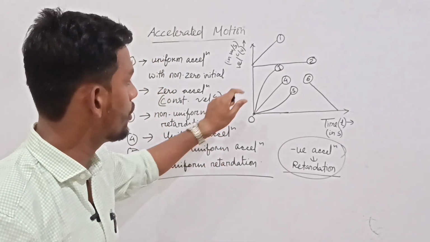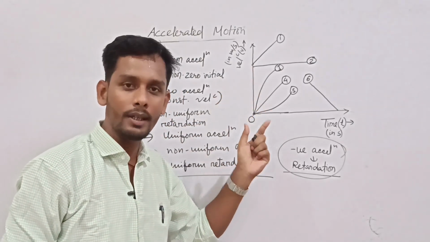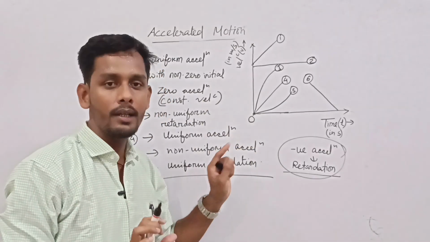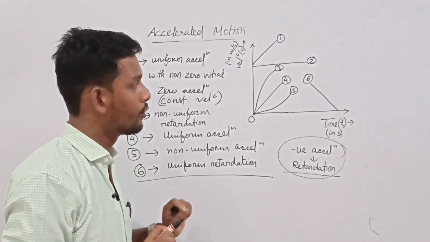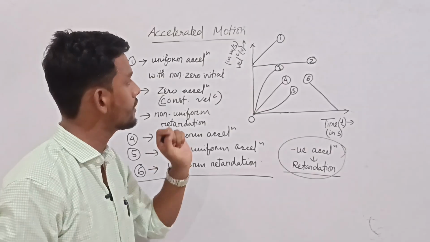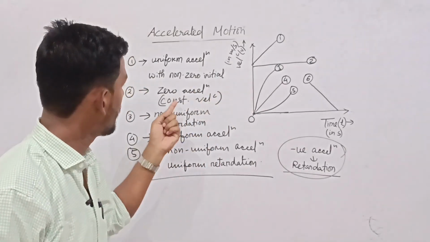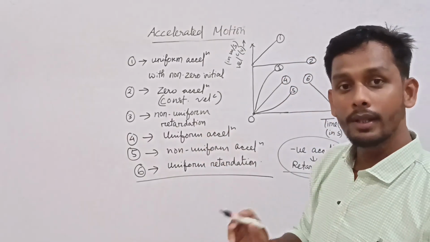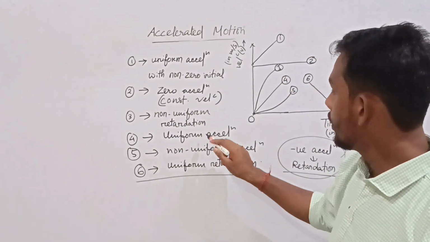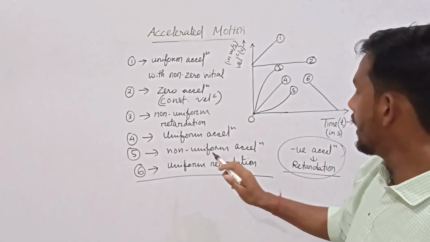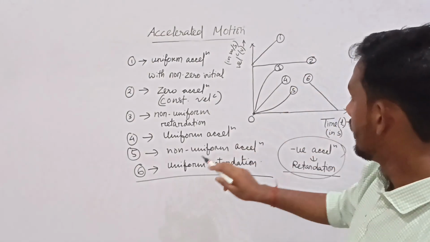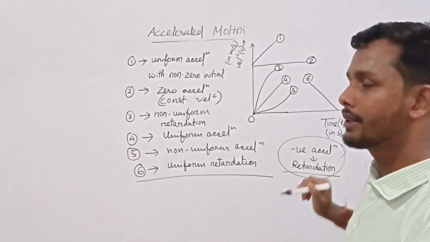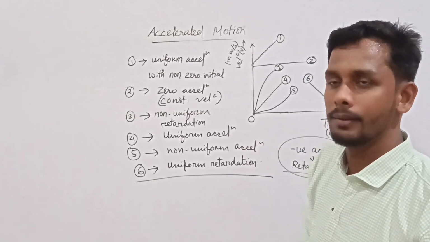So if you study the accelerated motion graphs well, you will understand the acceleration topic well. So first, number 1, uniform acceleration with non-zero initial velocity. Number 2, zero acceleration. Number 3, non-uniform retardation. Number 4, uniform acceleration. Number 5, non-uniform acceleration. Number 6, uniform retardation. That means negative acceleration. Clear?